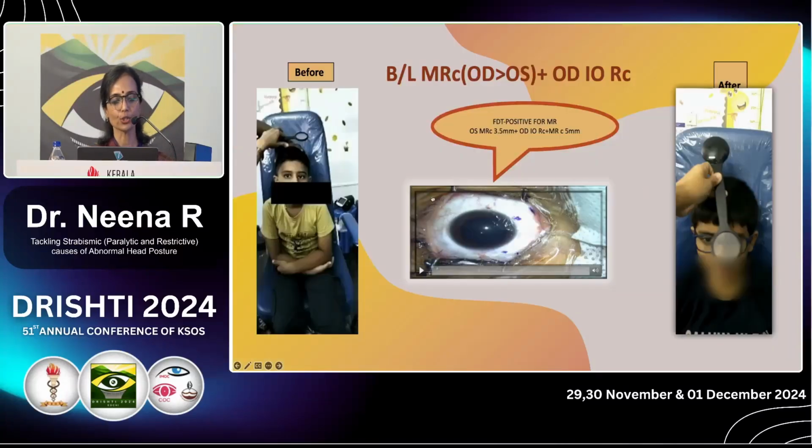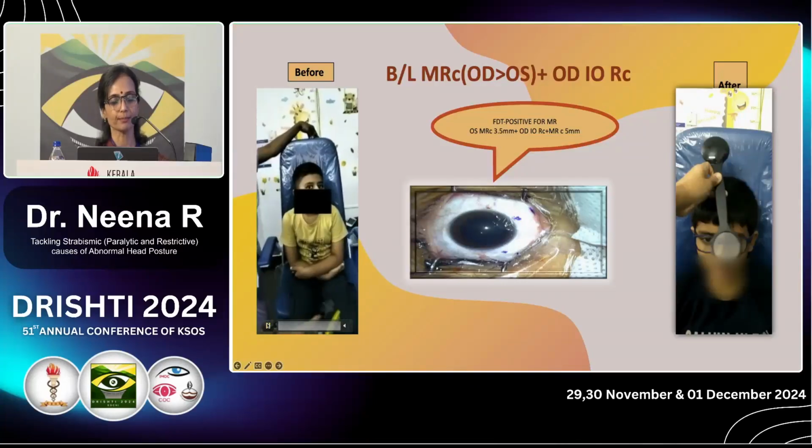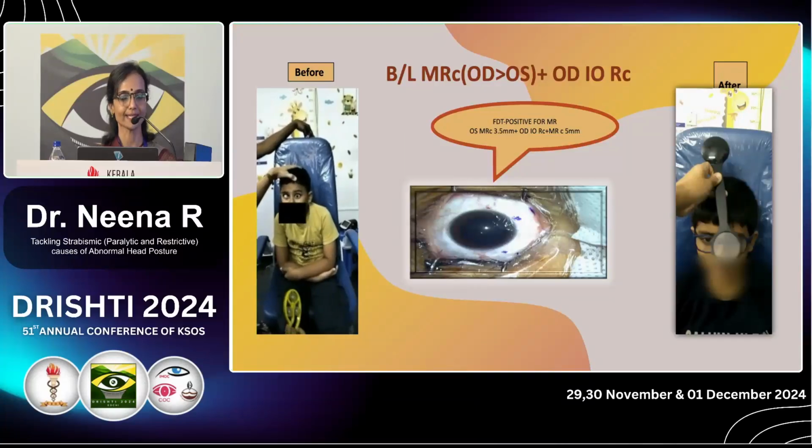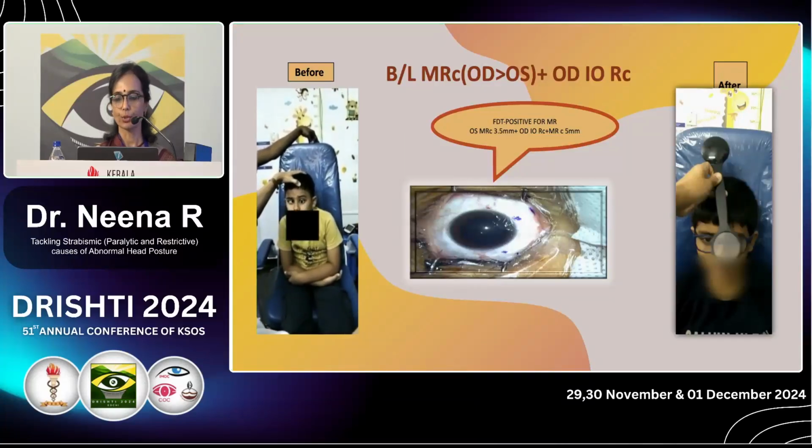So I'll show you a video. We first thought it was superior oblique palsy, but when you look at his video, you realize it is only a dissociated vertical deviation in the right eye. He was amblyopic also. So what did we do for him?